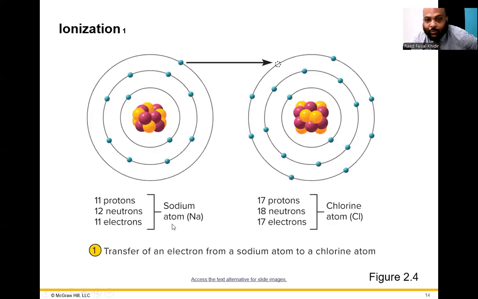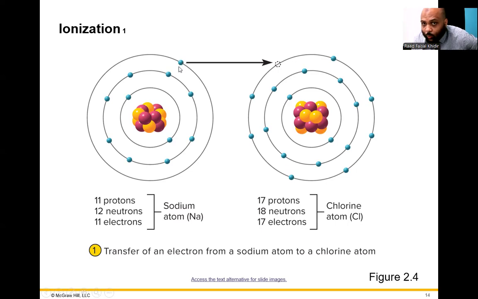Let's look at what happened between sodium and chloride. Sodium had 11 protons, chlorine 17 protons; 12 neutrons, 18 neutrons; 11 electrons, 17. So you see the number of electrons and protons was equal, which means they're neutral.